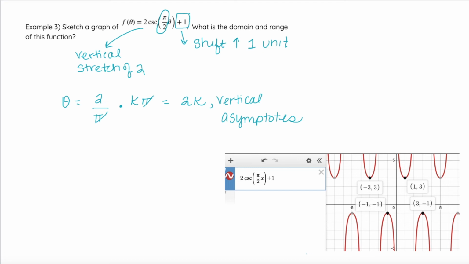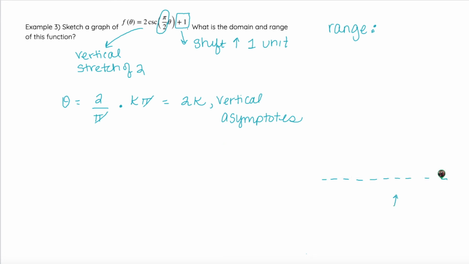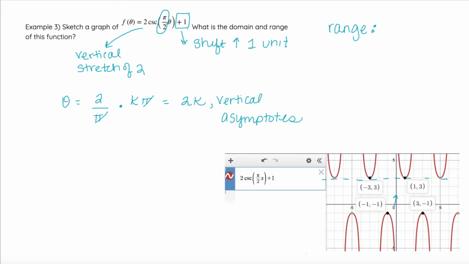We notice that our range is a little different. Since it shifted up 1 unit from 0, everything is shifted up 1 unit. I see in my graph that my range goes from -1 to +3, with respect to its graph of sine.